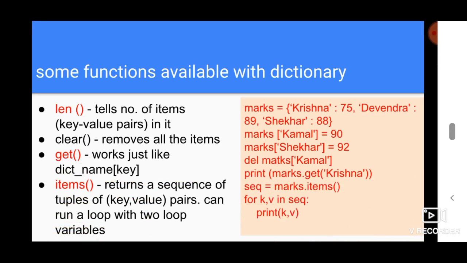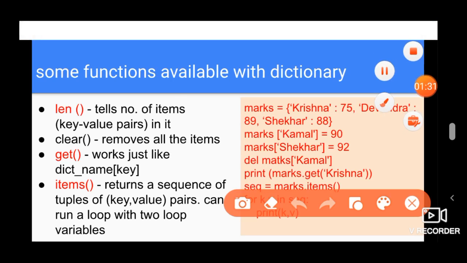So it is just an alternative to using this notation. The next function we have is the items function. This function returns a sequence of tuples of key value pairs. What we get is a sequence in which individual items are tuples containing two values. The first value is the key and the second value is the value associated in the dictionary with that key. Now the benefit is that we can run a loop with two loop variables with that sequence returned by this items function.